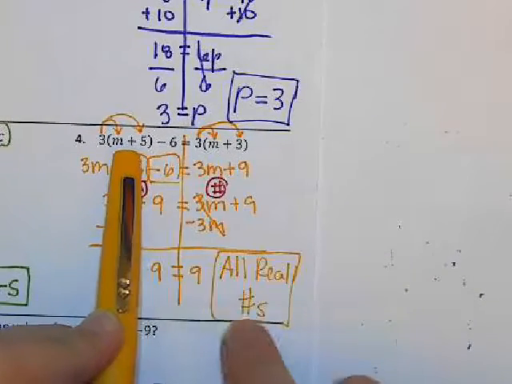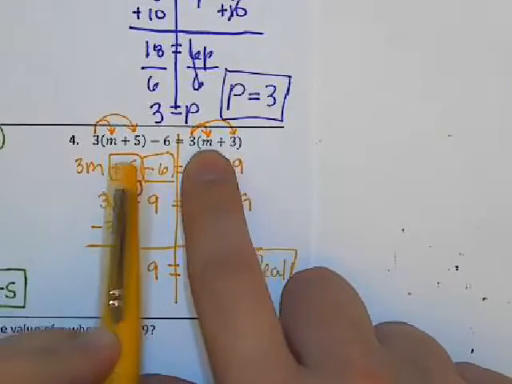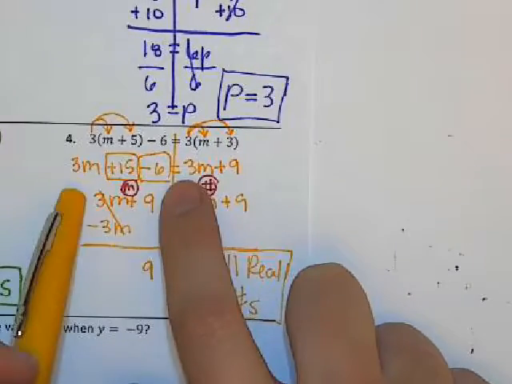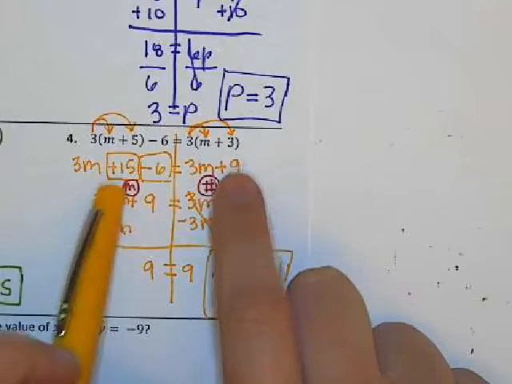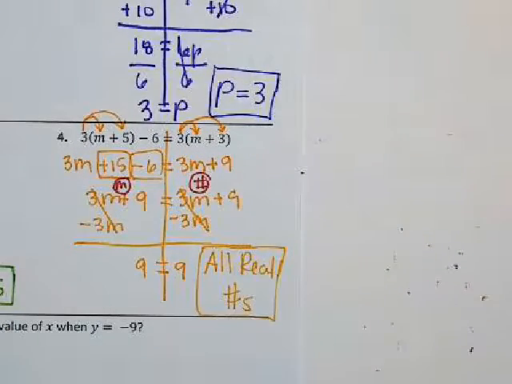If it's all real numbers, you could plug in any number. If it's no solution, there's nothing that you could plug in to get the same number on each side. Questions? You're going to have one on your practice today that's a no solution problem, so look out for that. All right, number 5.